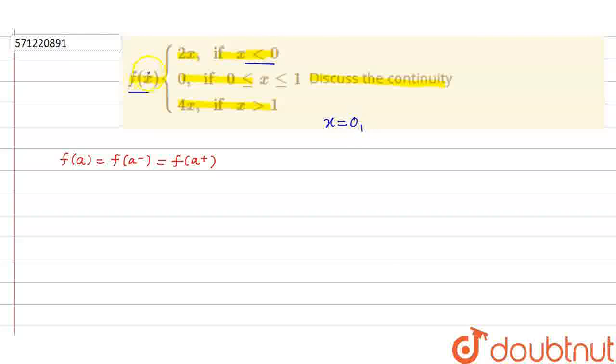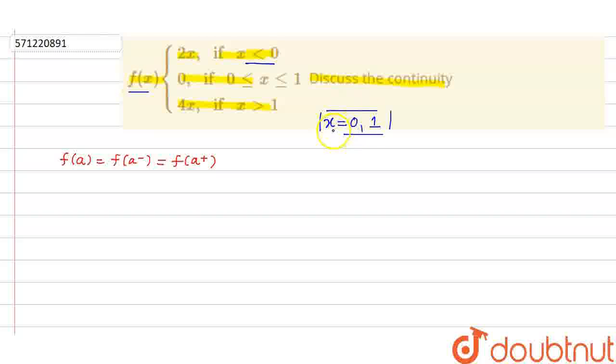Now if you talk about x = 1, before x = 1 the function is 0, and after x = 1 it is 4x. That means the function also changes its value at x = 1. That means the suspect points are x = 0 and x = 1. So basically we need to check at x = 0 and 1 whether f(x) is continuous or discontinuous.